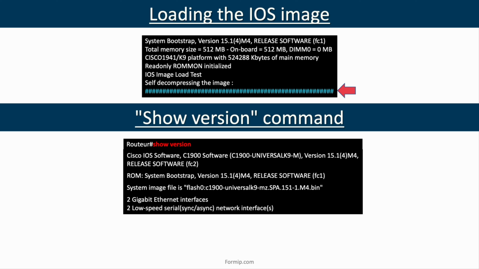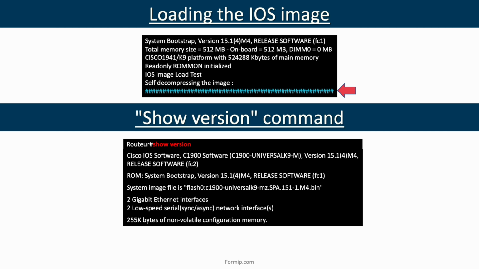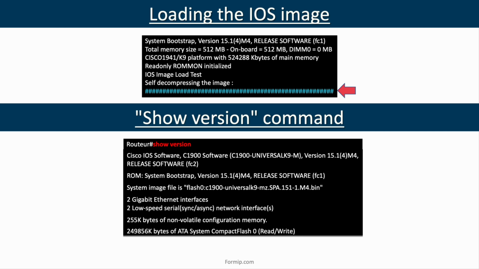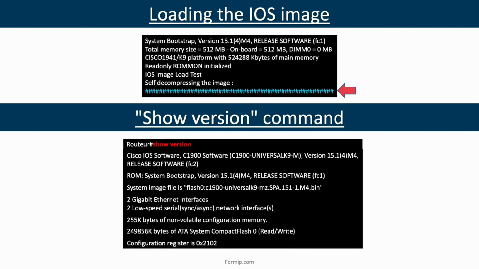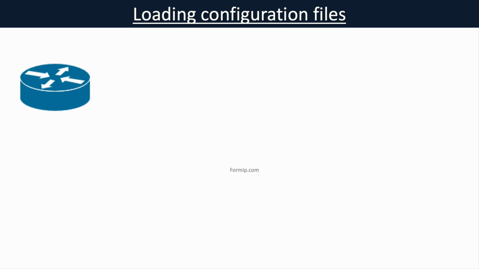Here, we see that it has 2 gigabit interfaces and 2 serial interfaces. We can also see the size of the NVRAM memory, the size of the flash memory, and the register configuration. This value in 0x2 indicates that the router will attempt to load the IOS from the flash memory and load the startup config file from the NVRAM. We will now see more in detail the loading of the configuration files.